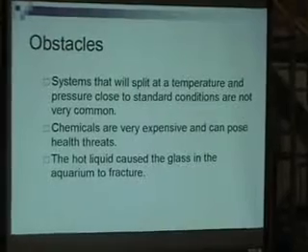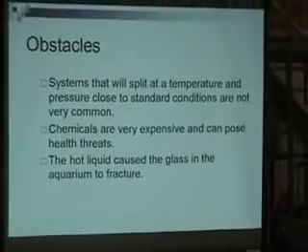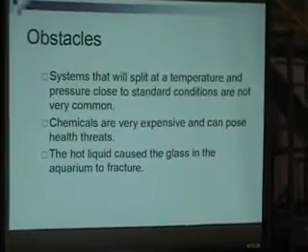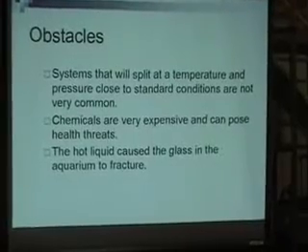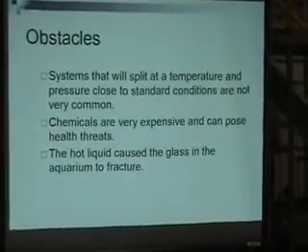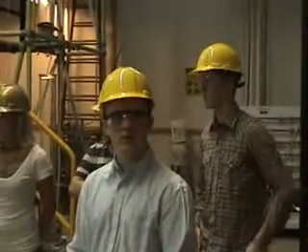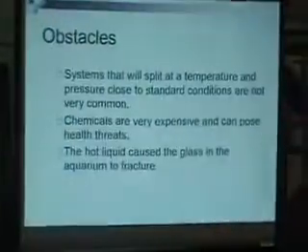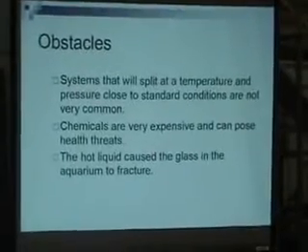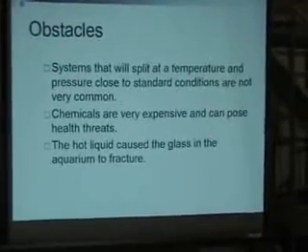Some of the obstacles that we faced. Systems that will split at room temperature and pressure close to standard conditions are not very common. They're common enough to be studied, but they are still not the norm. I would say most liquids will just mix at room temperature.